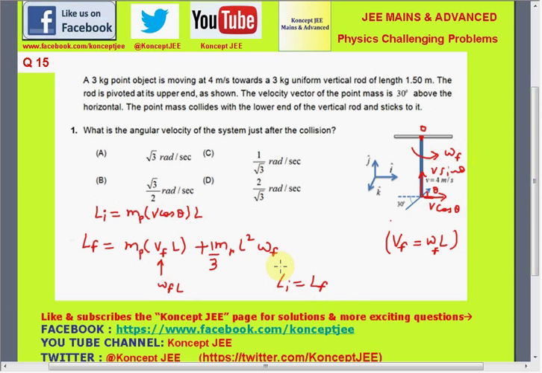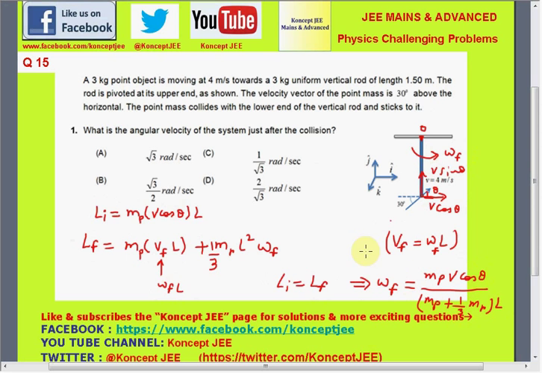So equate these two equations, and there is one unknown quantity, omega f. It is very clear. So you can get the expression of omega f as mp v cos theta divided by (mp plus 1 by 3 mr) into L.